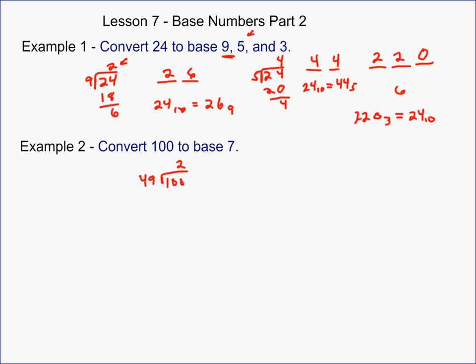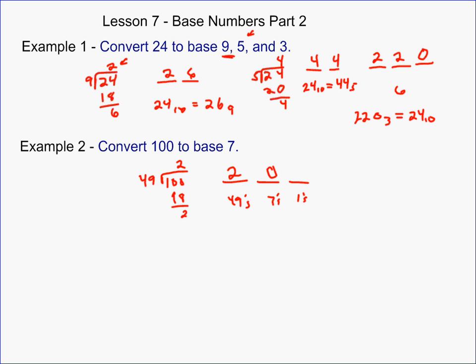Well, there are 2. And so that leaves you with a remainder of 2. If you think about this, this is the 1s place, this is the 7s, this is the 49s. So how many 49s do I have? I have 2. Now how many 7s go into 2? Well, none do.